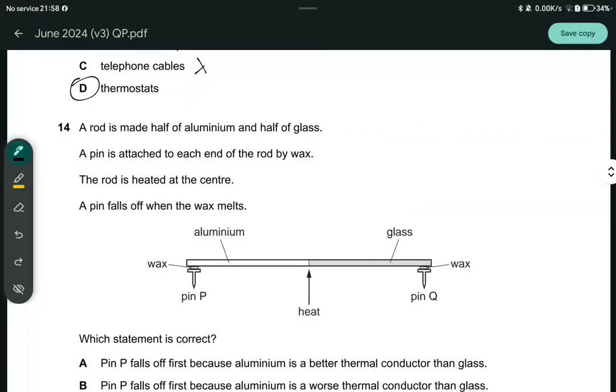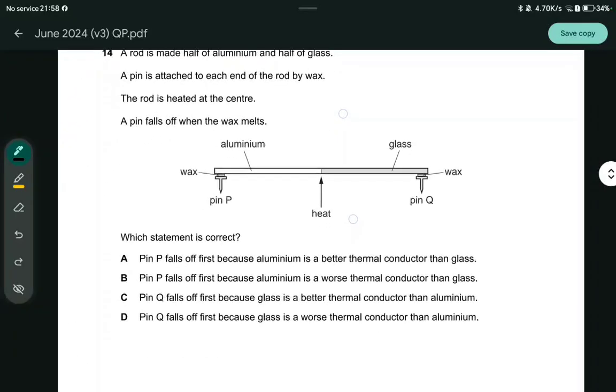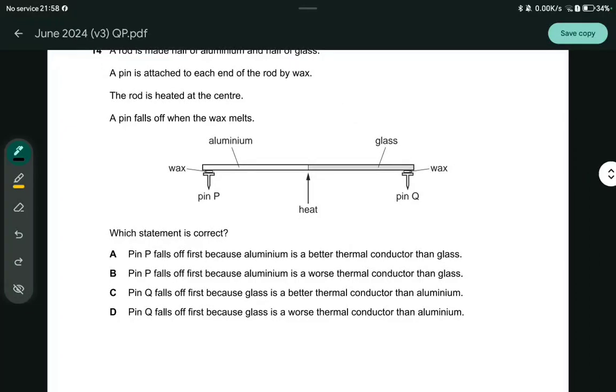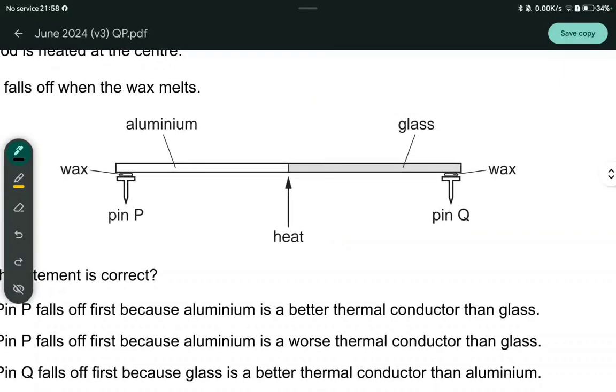Okay, a rod is made of half aluminum and half glass. A pin is attached to each end of the rod by wax, and the rod is heated at the center, and the pin falls off when the wax melts. So when you apply heat and a pin falls off where the wax melts, I think we're trying to prove conduction. Where the pin falls off first means it's a better conductor. So now we have to prove which one is a better conductor, aluminum or glass.